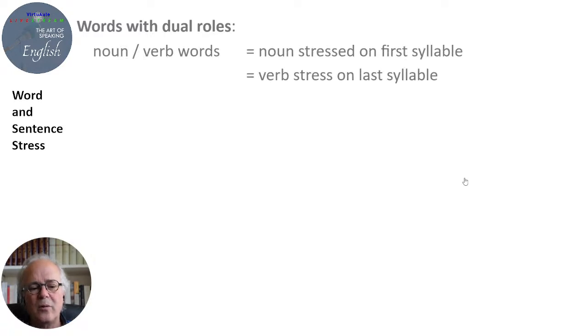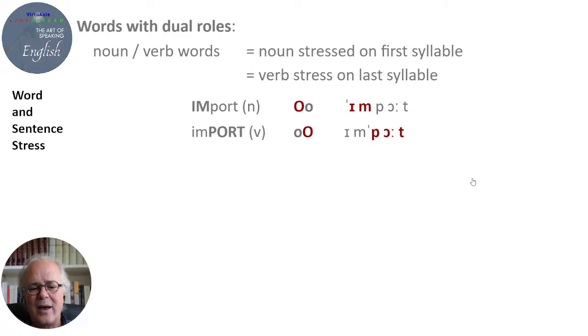And let's look at another possible pattern. Words with dual roles. We have words that can be both nouns and verbs. In the case of a noun, the same word will have the stress on the first syllable, while the same word as a verb will have the stress on the second syllable. Let's look at some examples. We have import as a noun. The country has many imports, but we have import as a verb. So we are importing different products.